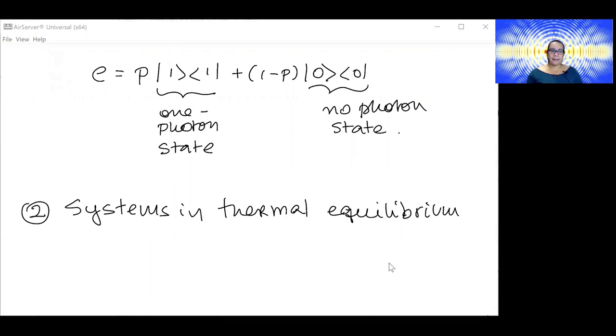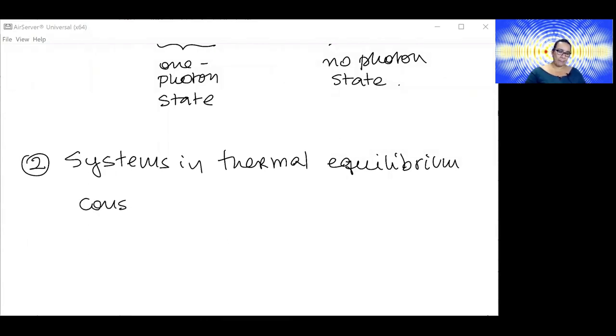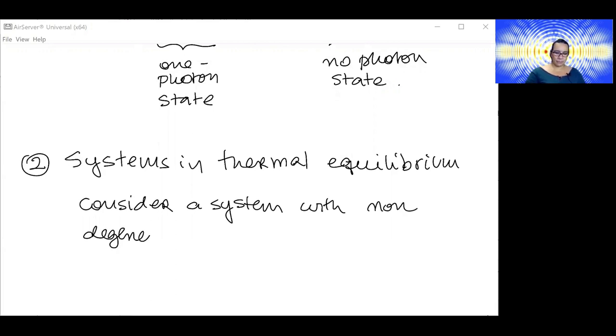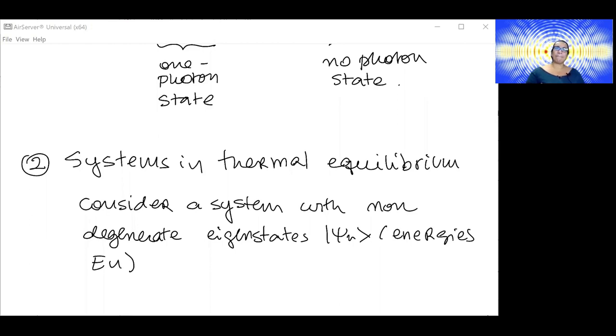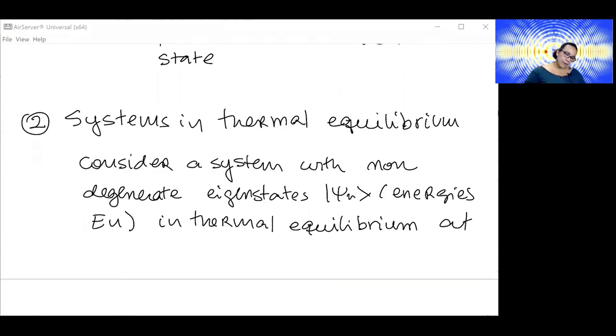So another example, our system is in thermal equilibrium, and we're going to consider here a system with non-degenerate eigenstates psi_n, meaning also that the eigenenergies are E_n, and this system is in thermal equilibrium at a temperature T.